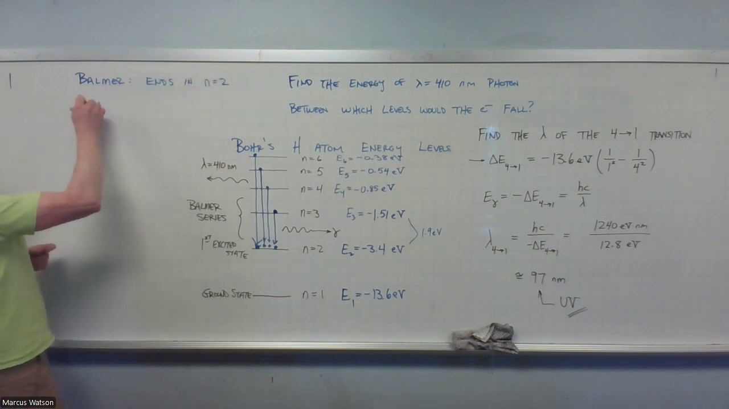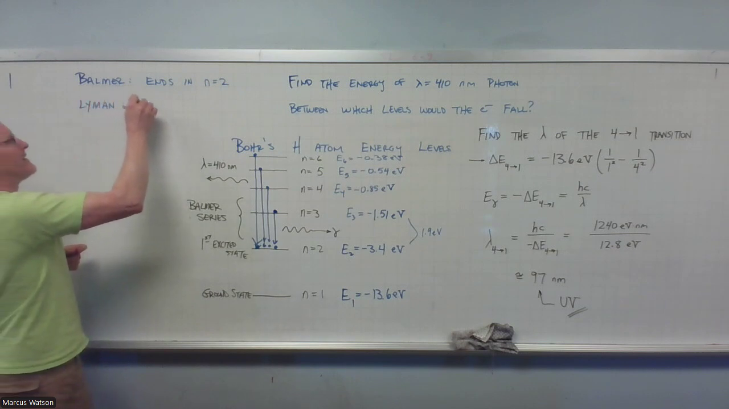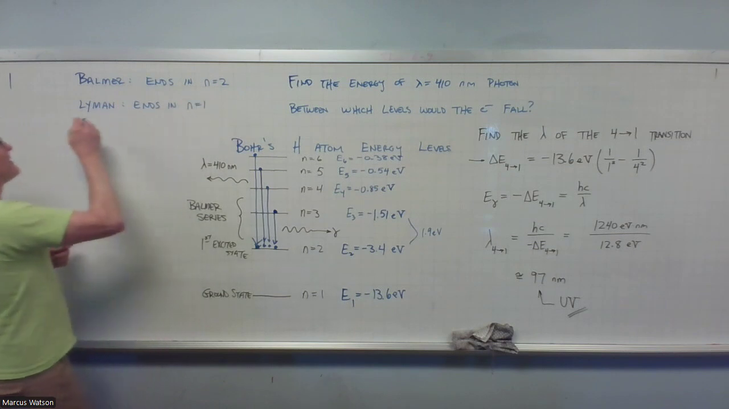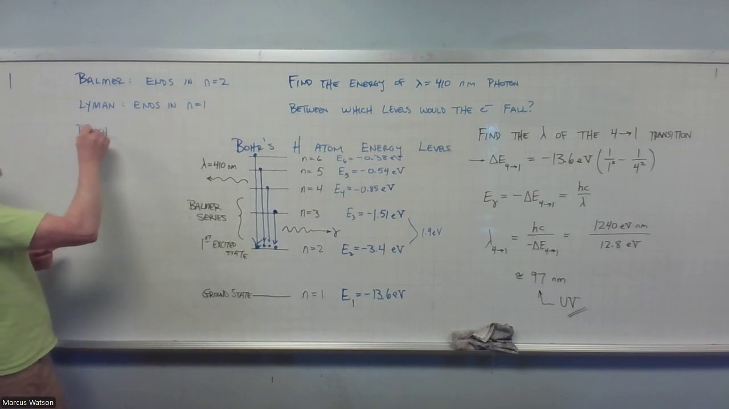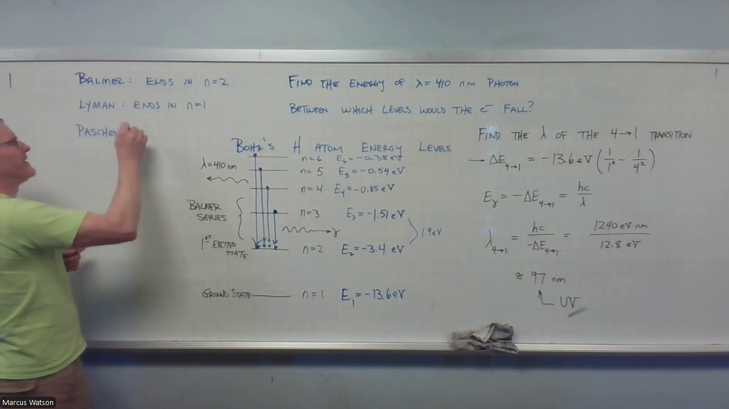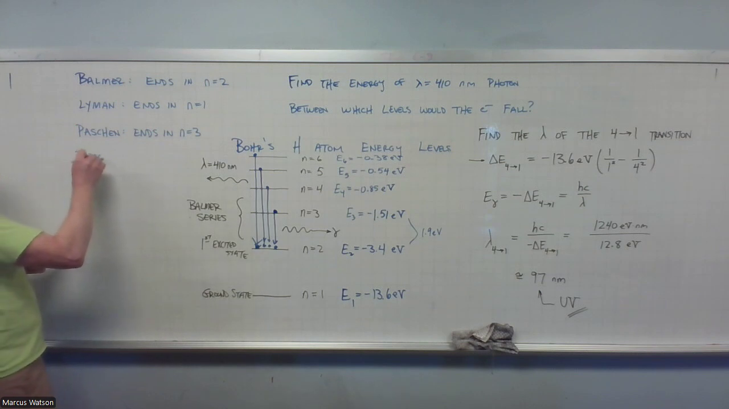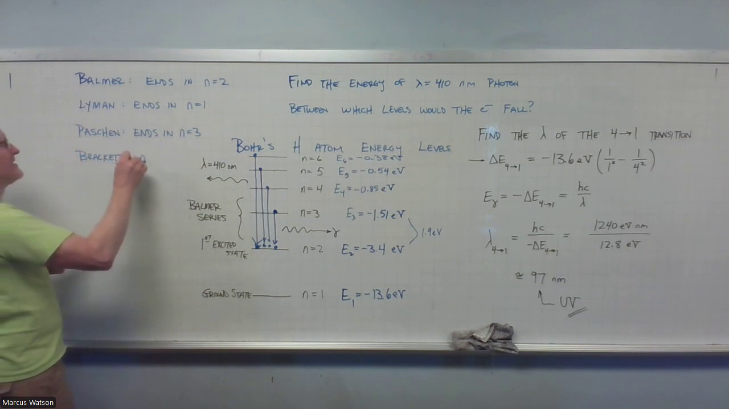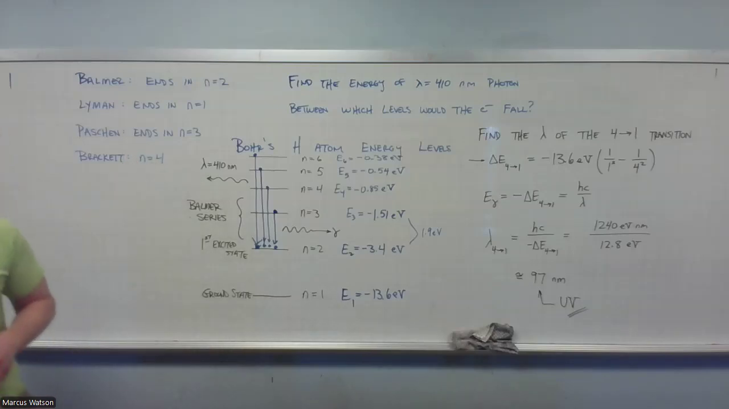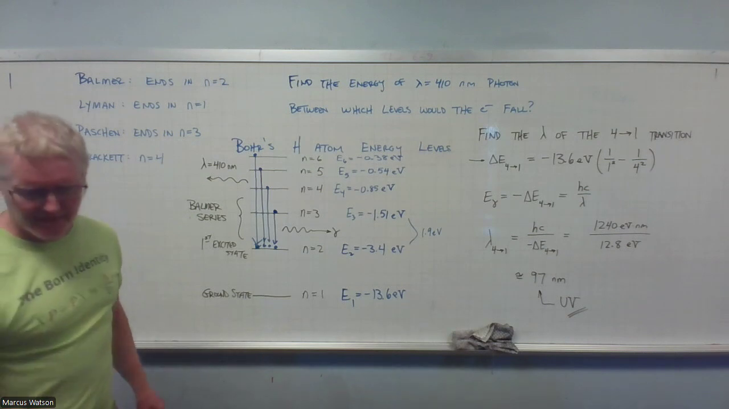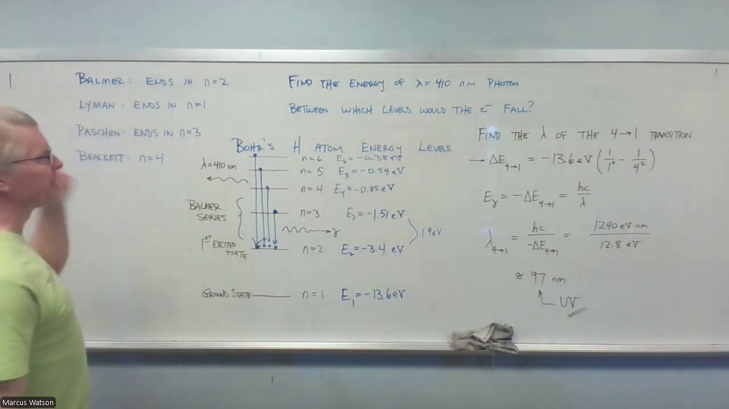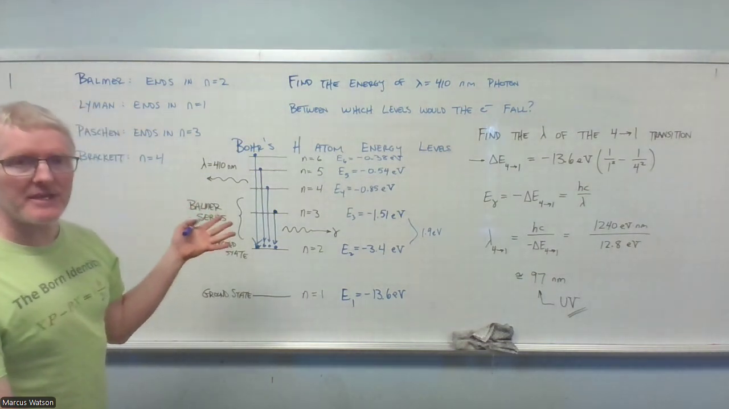The Lyman ends at n equal to 1. I think I said Paschen. I could be getting these backwards, and if so, I'm sorry. And then Brackett, and these end in n equal to 4. Let's see. I don't know if I have this written down somewhere or not. It's just the thing that you know. Okay, no, I don't necessarily see it. Alrighty, so this is how to calculate energies and wavelengths in the Bohr model.